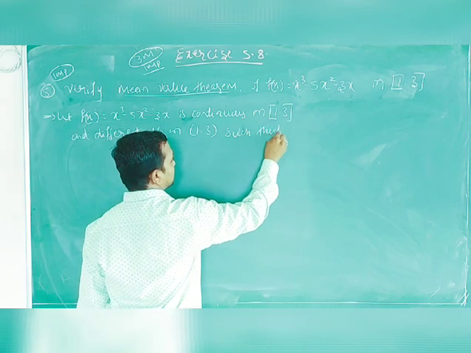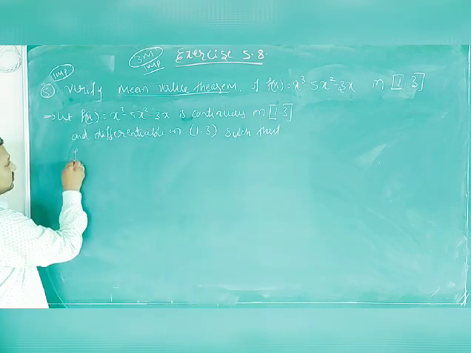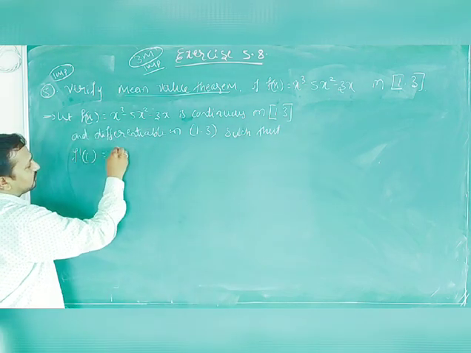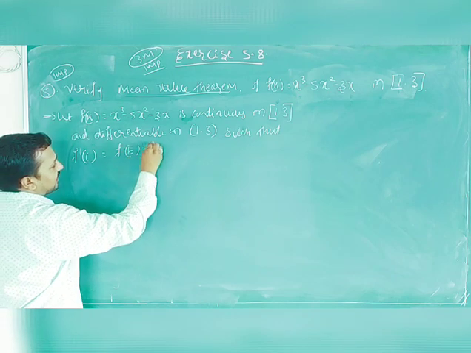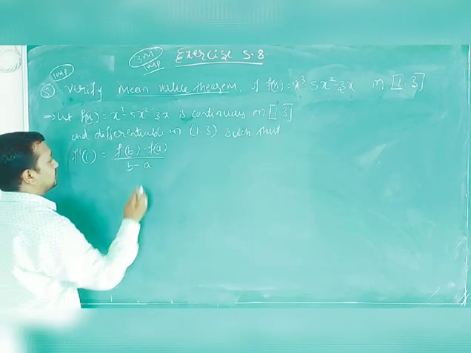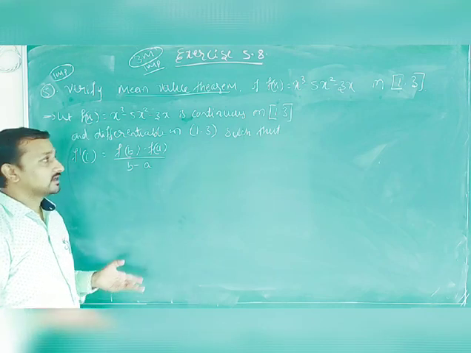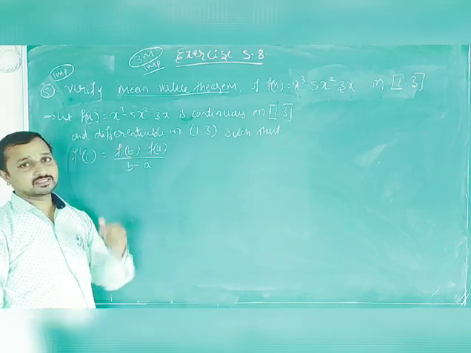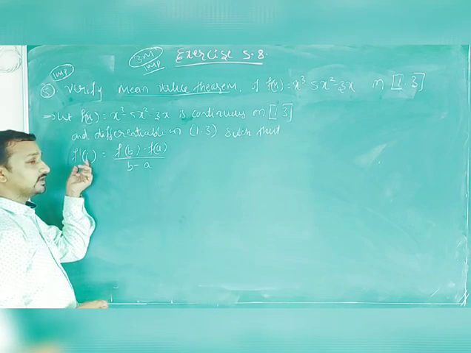So what is its form? Such that f dash of c equal to f of b minus f of a divided by b minus a. Then we need to find the value of c. The value of c belongs to the open interval. So we need to find c.